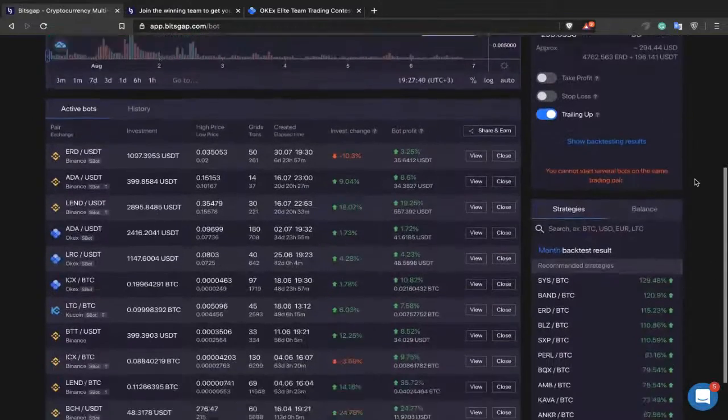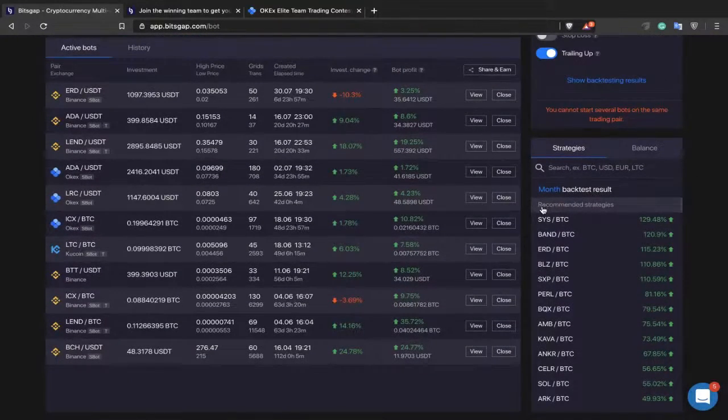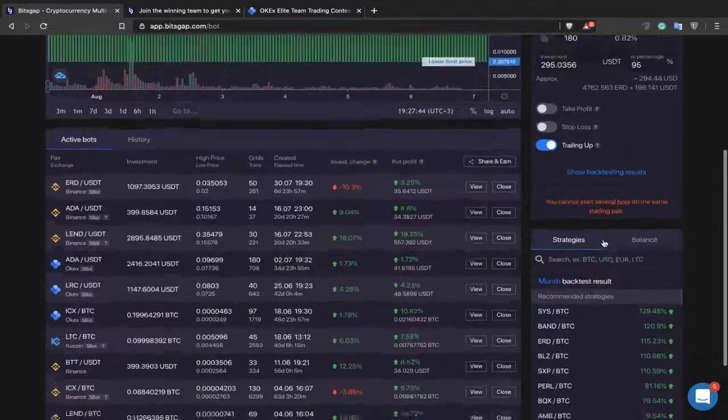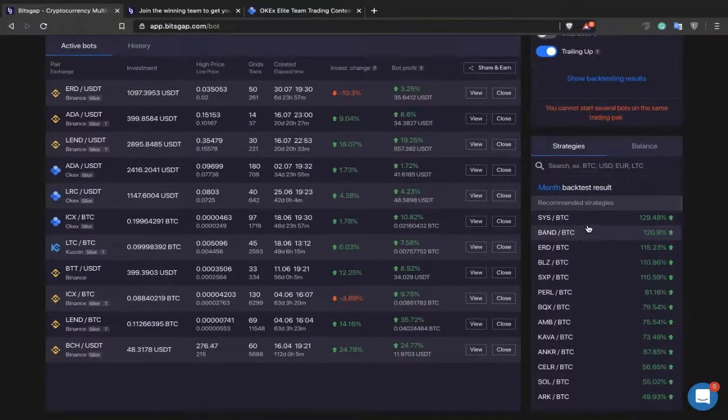The cool thing is that below there is a panel which is known as recommended strategies. These are all of the cryptocurrency pairs that, based on a monthly backtest result, offer the highest return. You see that Suscoin trading to BTC 129%. That's the bot profit that the algorithm managed to generate during the last month. All right, and you can actually switch to weekly basis.